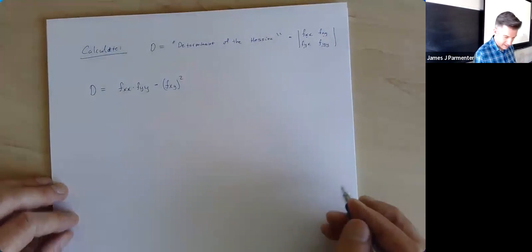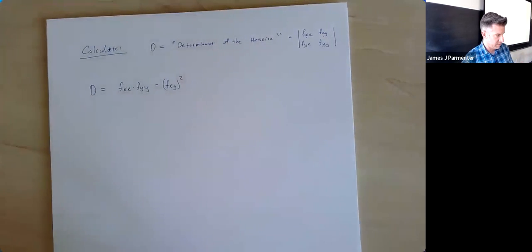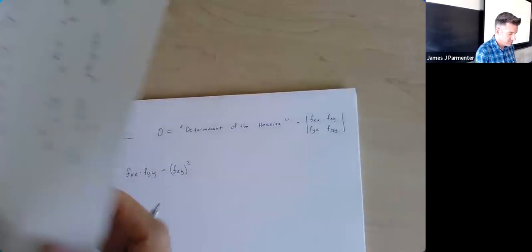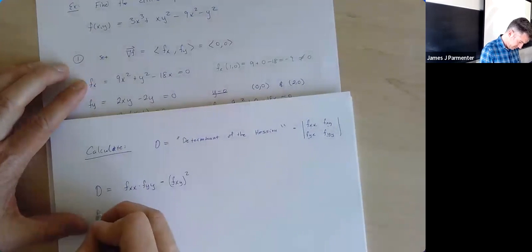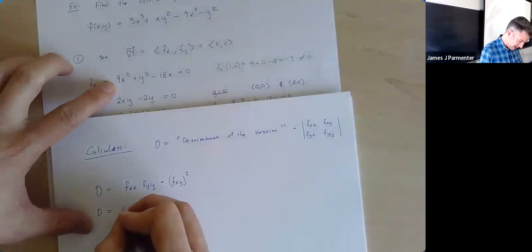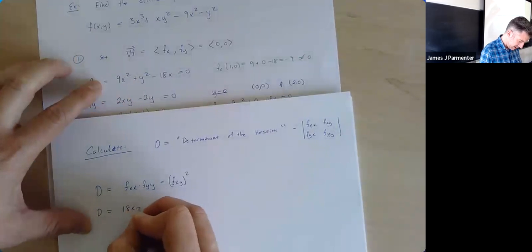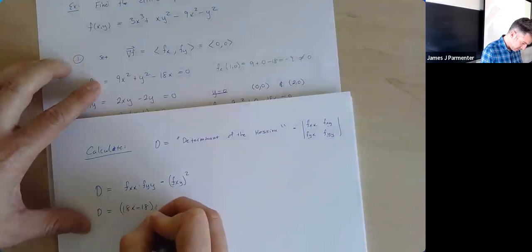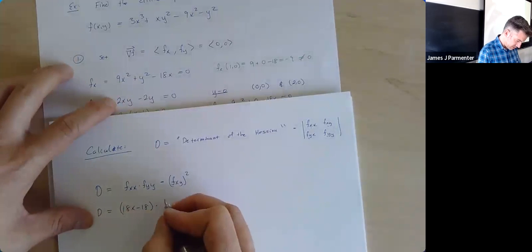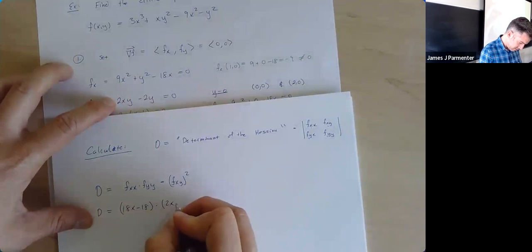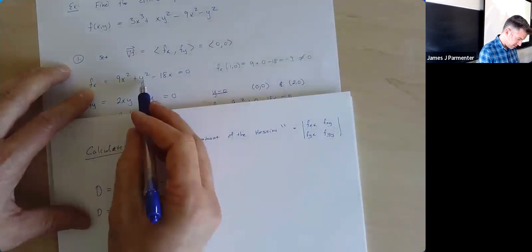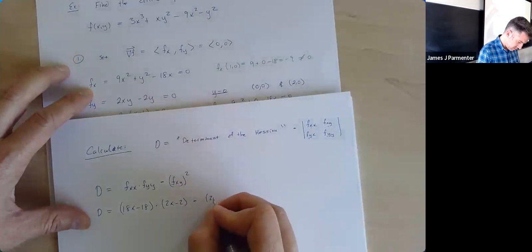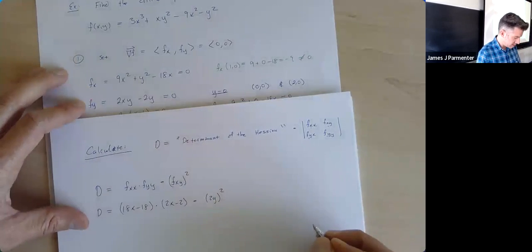Okay, so then I need to look back at my function to find my second partials. So looking back here, my fx was 9x squared plus y squared minus 18x. So fxx is going to be 18x minus 18. Fyy is going to be 2x minus 2. And fxy squared, fxy is going to be 2y squared. Fyx is 2y as well.